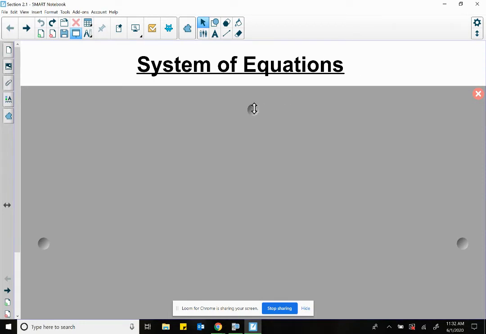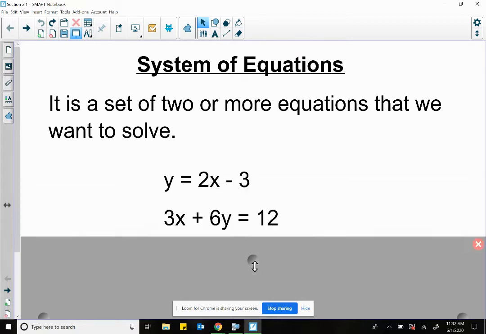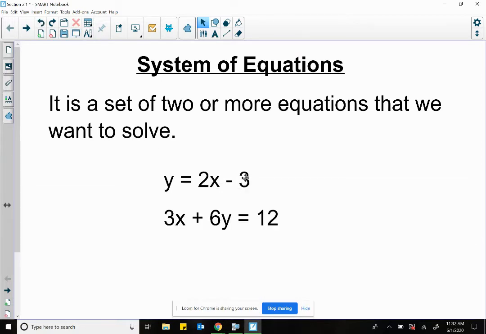We're going to keep things simple for us. A system of equations is a set of two or more equations that we want to solve. When you get to college algebra, you'll have the possibility of doing three equations, and also nonlinear sets. But for us in intermediate, our set is only going to be two equations, and they're going to be linear equations.